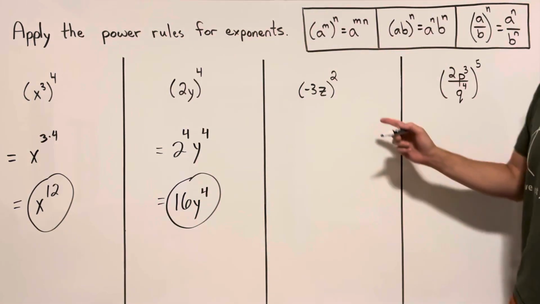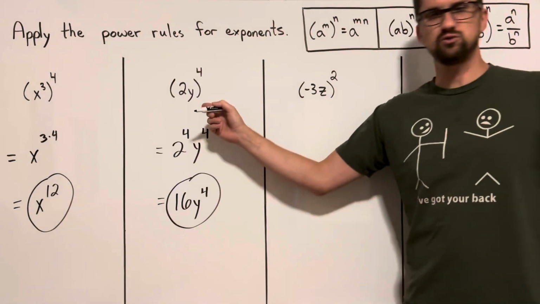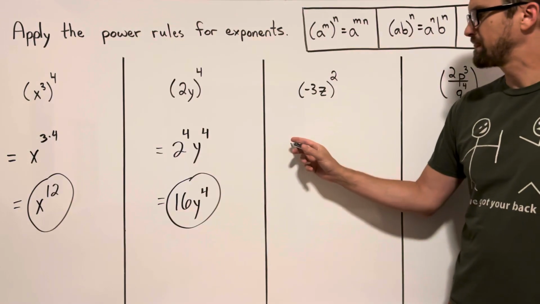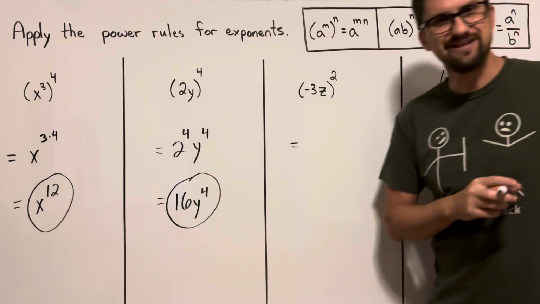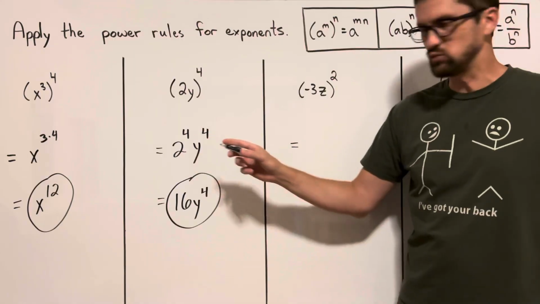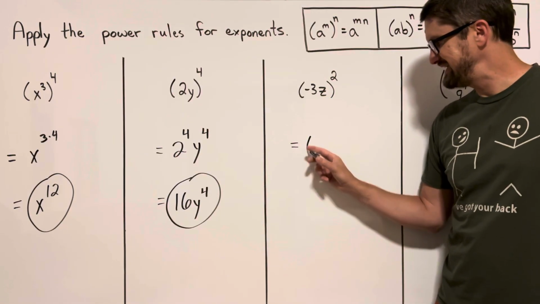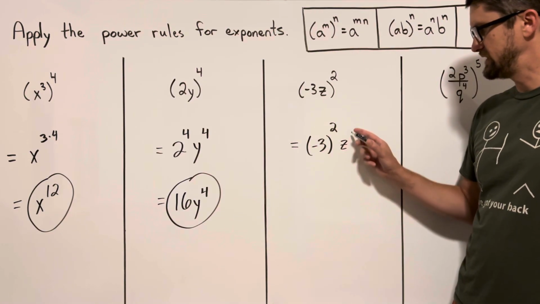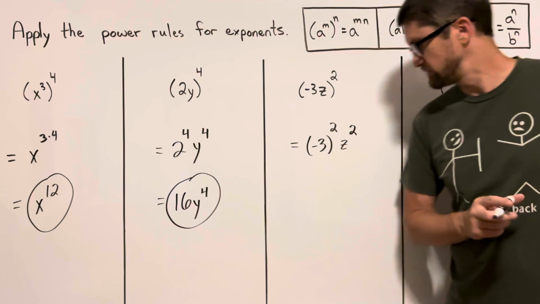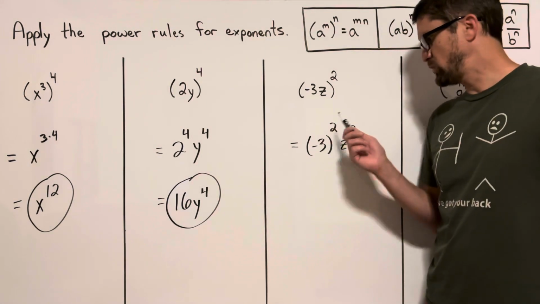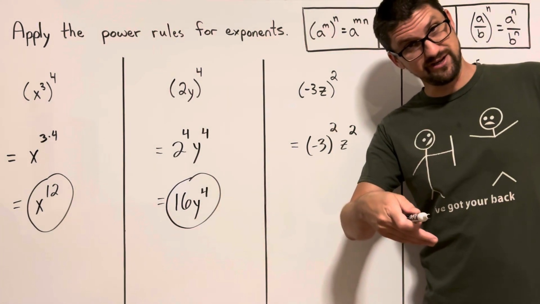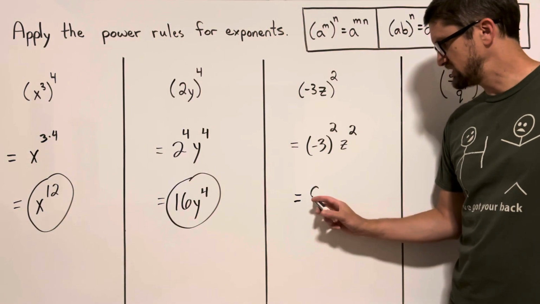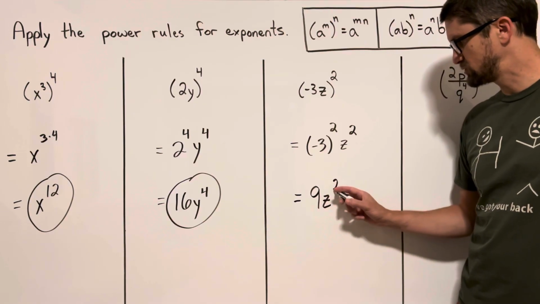All right, let's look at this one. This is the same kind of deal as this one. We just have a negative sign on the 3. So when you distribute the exponent, like we did in this one, we're going to have negative 3 in parentheses, and then z squared. Now negative 3 squared, that's negative 3 times negative 3, which is positive 9. So this one's going to simplify to 9z squared.